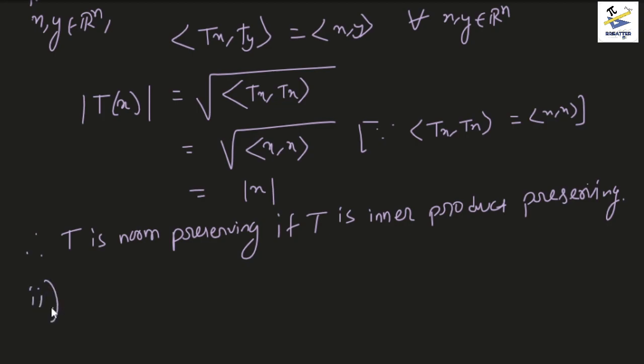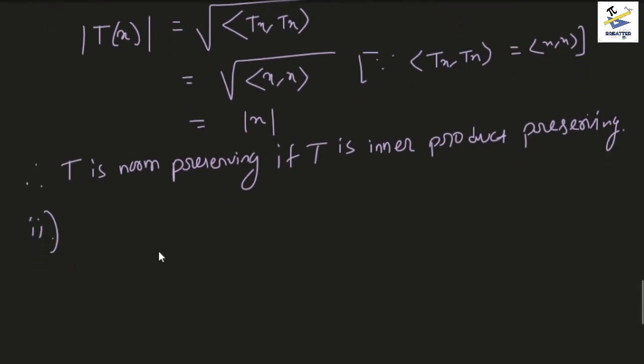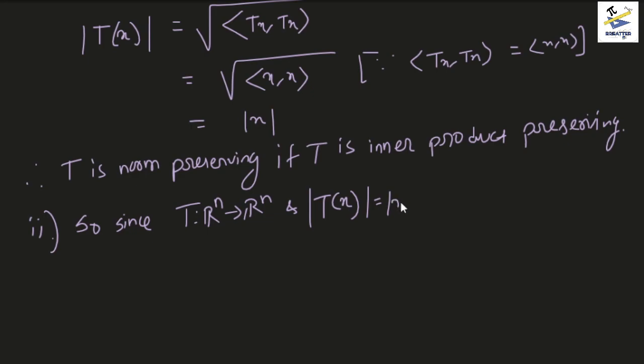Now let us look at the second part. We need to prove that T is one-one, and we also need to prove that T inverse follows the same properties as T. Since T is from R to the power n to R to the power n, if T is norm preserving or inner product preserving, because one of them implies the other, then obviously the norm of Tx is the norm of x, which means it is onto.